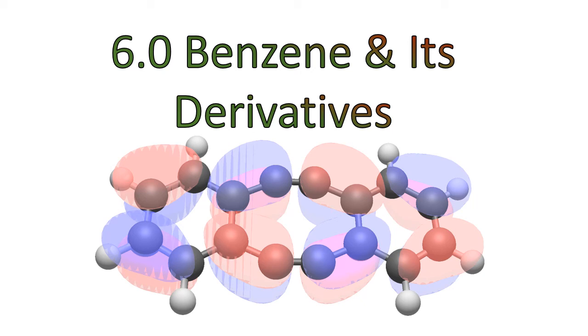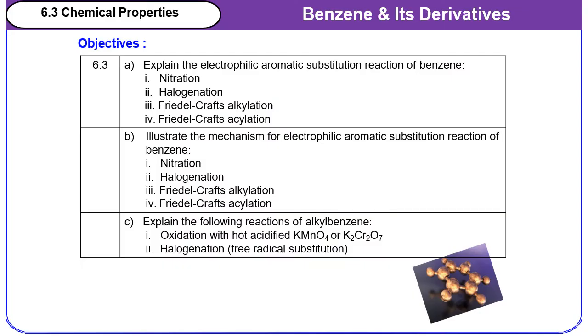This video, again, is still in chapter 6, benzene and its derivatives. These are the learning objectives in chapter 6.3. However, we will only focus on 6.3a, explain the electrophilic aromatic substitution for benzene. There are 4 reagents. And then explain the following reactions for the alkylbenzene, which involve 2 reactions: oxidation with hot acidified KMnO4 or halogenation.